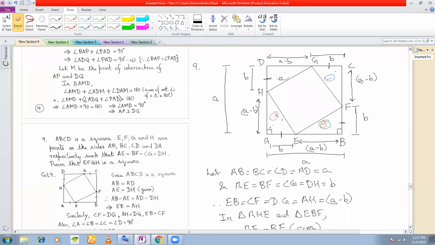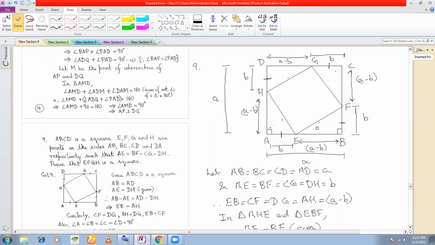Now, in order to show that the opposite sides are also equal, you need to show two triangles again congruent. So which triangle do you need to show? This triangle here and this triangle here. You need to show that these two triangles are congruent. Then by CPCT, you can say HG is equal to EF. Right? Am I right or wrong? If I can show that these two triangles are congruent, then by CPCT, I can say HG is equal to EF, right? So once I show that these two sides are equal, then I can say all the sides are equal of this quadrilateral, right? So let's proceed to prove the congruency of these two triangles.